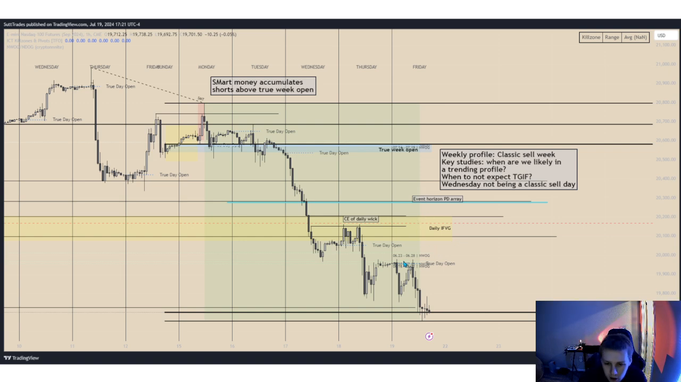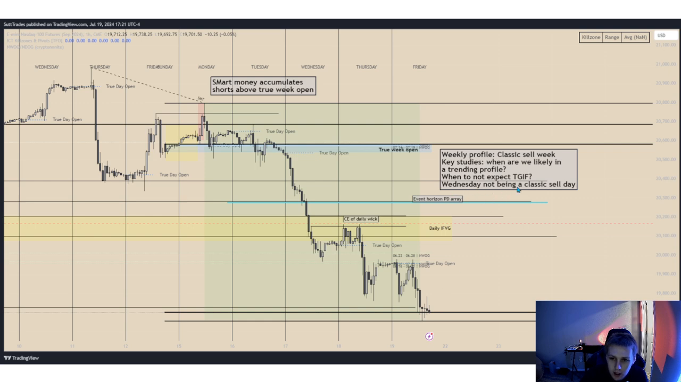Also, I do want to note here is that there's not really any TGIF setup, which I personally don't like to look at TGIF. I just like to internalize narrative. And for me, it just doesn't make sense to internalize a narrative with TGIF, just something to look for. But TGIF did not play out this week.